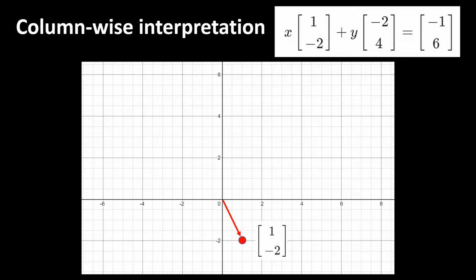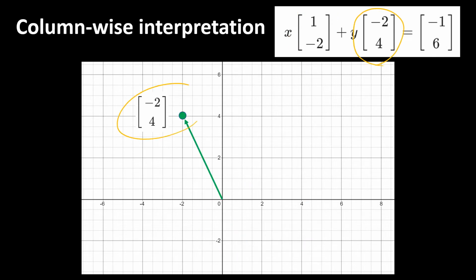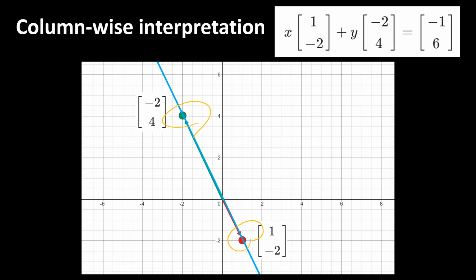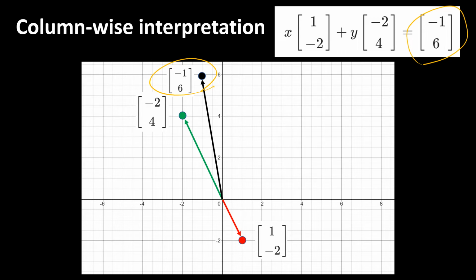Now let's look at the column-wise picture by drawing the first coefficient vector, this vector, as here, and drawing the second coefficient vector as here. If you plot them both, you can see that the two vectors that we are dealing with are on a hypothetical line, this blue line. If you plot the constant vector -1, 6 that is on the right hand side of our equation, we get this picture. Now the question is if we can use the green and the red vector to get to this point -1, 6. Let's see if we can do that.